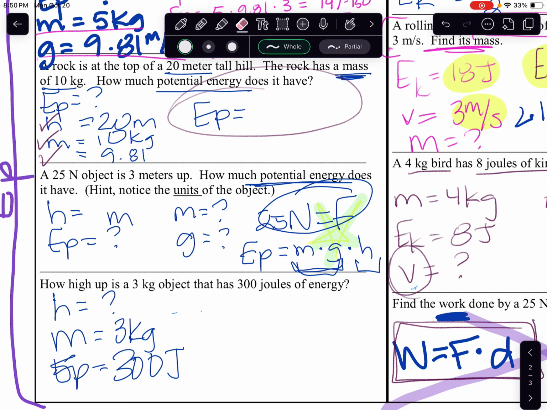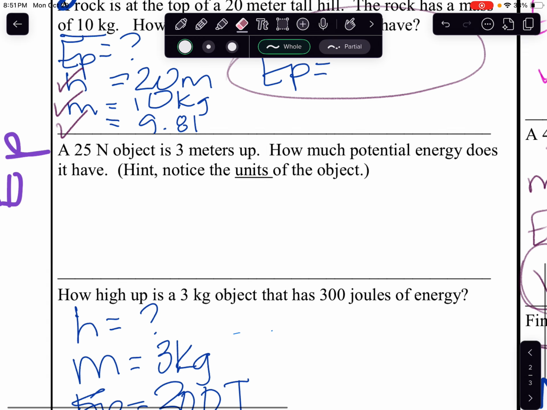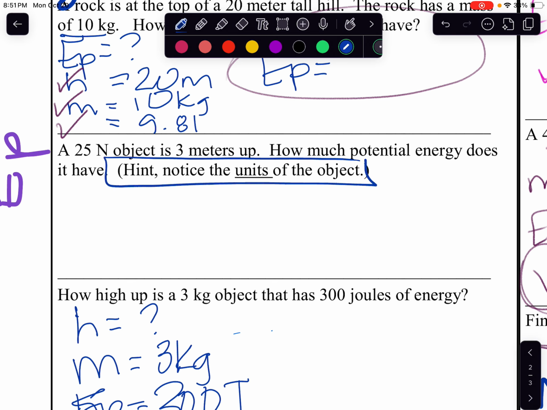This next one, you know what? Let me make that a little bit better. Next one's a little tricky. They give you a hint, and it's actually the hint that we looked at on the front side of this worksheet that said, hey, mass times gravity equals force. So we have a force of 25 newtons. That's actually equal to mass times gravity or mass times acceleration.